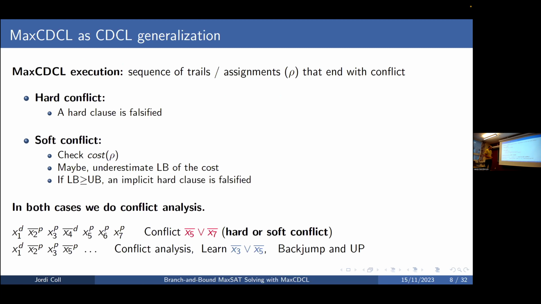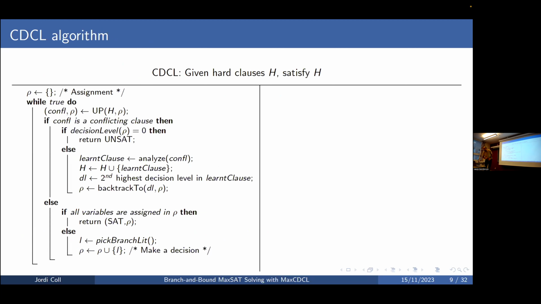But in any case, we will have a partial assignment. This partial assignment will falsify a clause. And because of this, we will backjump, do conflict analysis, clause learning, etc. Okay, basically CDCL. That's the point. So let me start first presenting the CDCL algorithm. Also, Jacob did it yesterday. Basically, given a set of hard clauses, find an assignment that satisfies all these hard clauses.